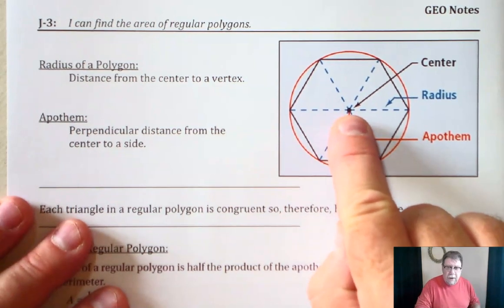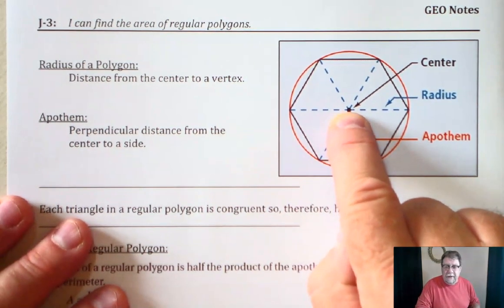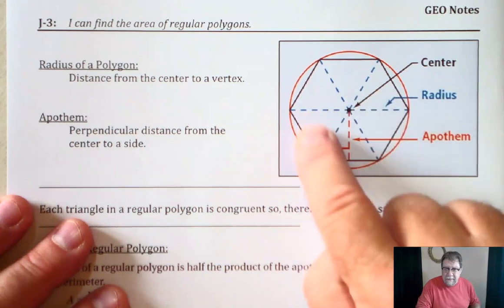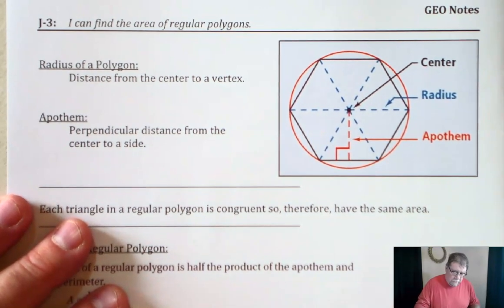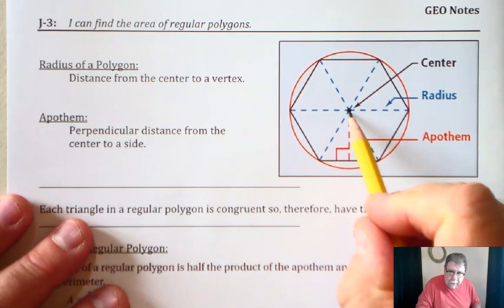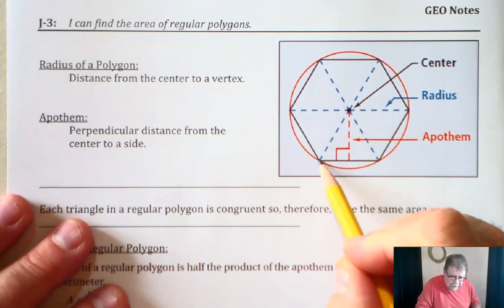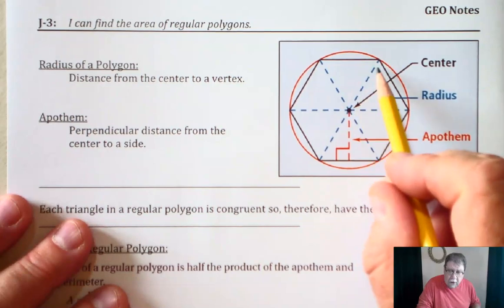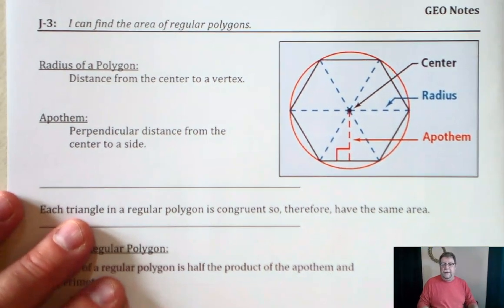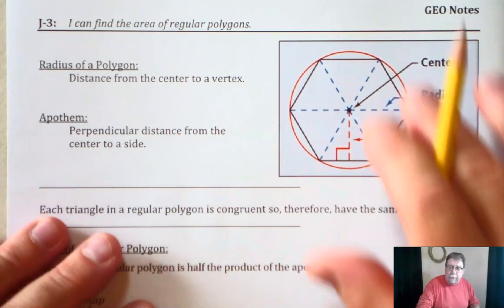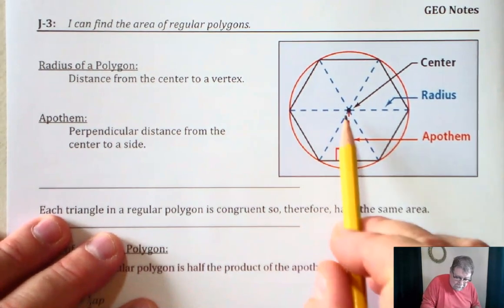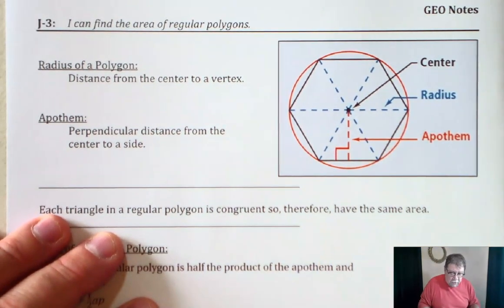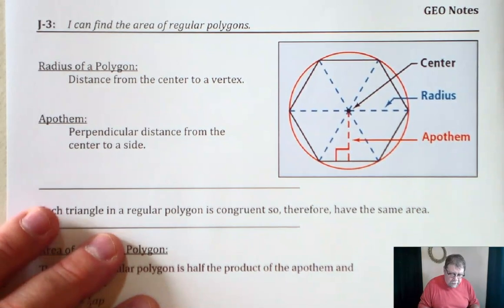So if you look, we have the center of the hexagon, and then we have basically two lines, one coming from the center to a vertex. That's called the radius. It goes from the center to every vertex. That's called the radius of the polygon. You're thinking of a circle, and that's probably why they drew the circle in there, because that's the same measure as if there were a circle circumscribed around it.